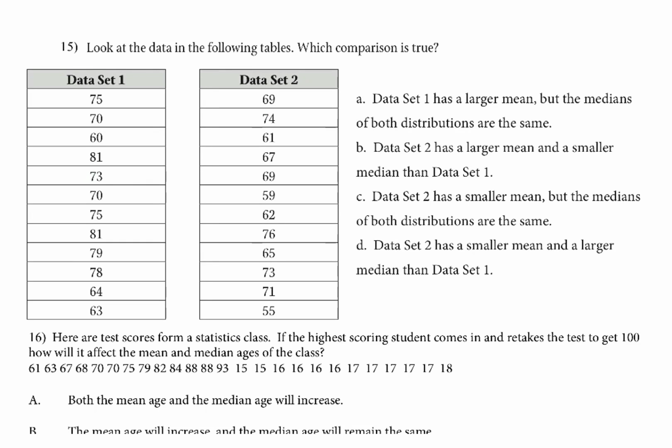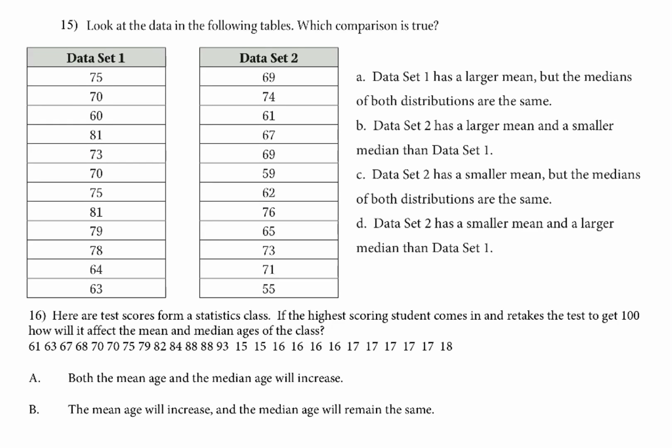All right. 15 says, what about these ones? Which comparison is true? Again, we want to probably find the mean and the median. So we can add them all up, divide them, and then do the other stuff too. Looking at number 15, you could maybe see this because it just seemed like the numbers were lower on data set 2, that they're both.